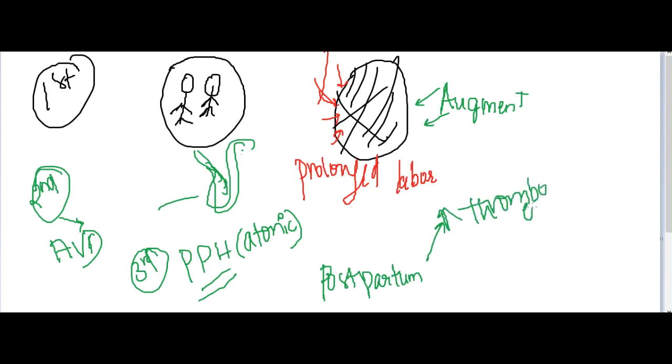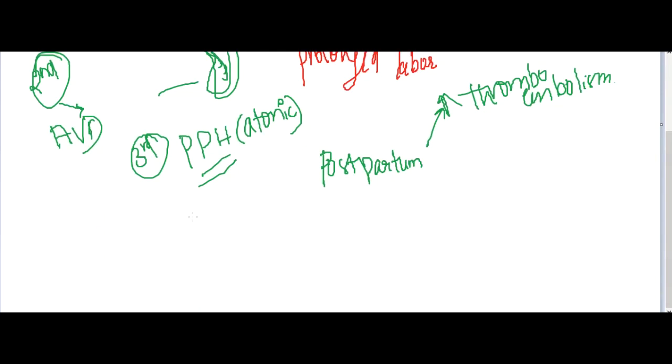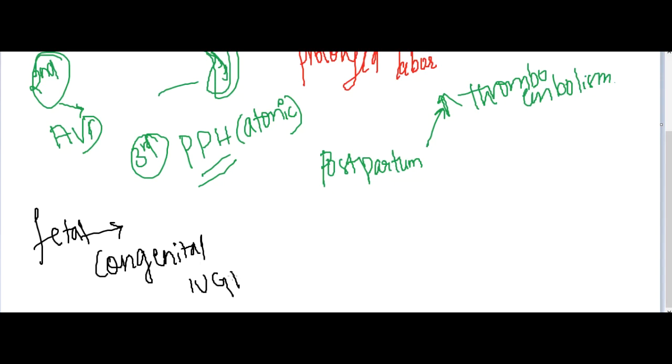So these are the different maternal complications of twin gestation. Now, what are the fetal complications of twin gestation? The major fetal complications include congenital anomalies, or intrauterine growth restriction can occur, or sometimes there can be premature labor leading to premature delivery, so there can be prematurity. So these are the different fetal complications of twin pregnancy.